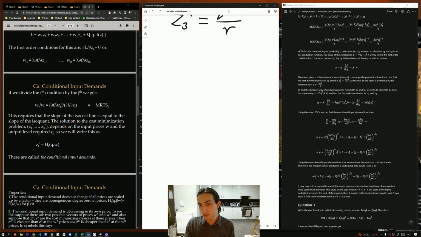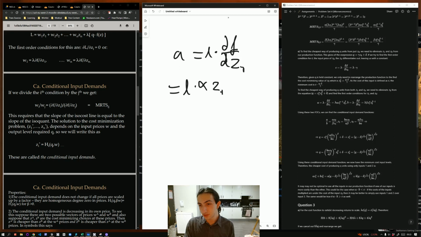Okay, for 1 and 2, it's going to be different. First of all, we need to find the first order conditions. As we defined earlier, it's going to be our cost times the lambda is equal to lambda times the partial derivative for, oh god, I'm getting my z's wrong. That's going to be the case. And for each of these, for A, this is going to be lambda times alpha z1 alpha minus 1 z2 beta.